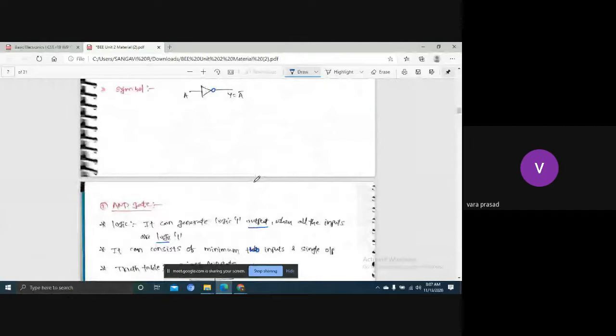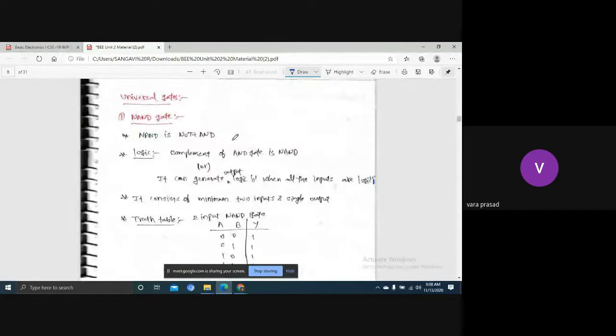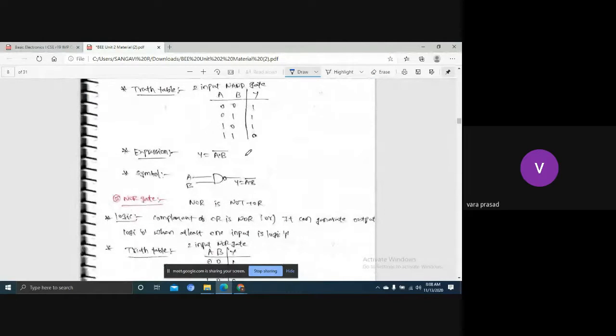See here, AND gate: 1 1 gives 1, remaining conditions 0. Complement means what will we get? The first three conditions will get 1 and the last is 0. And the expression: for the AND gate we get A dot B. For NAND, it is A dot B whole bar. Y is equal to A dot B whole bar.